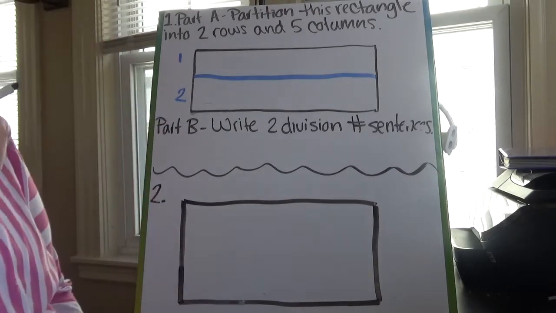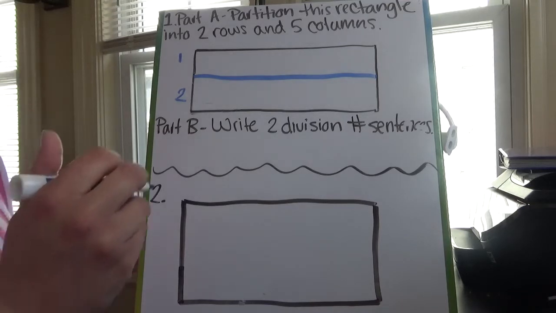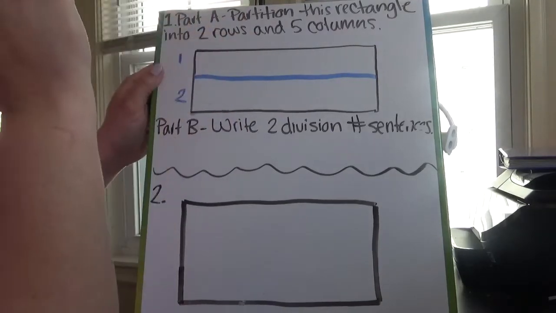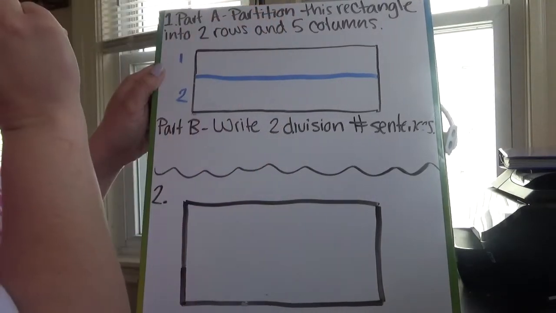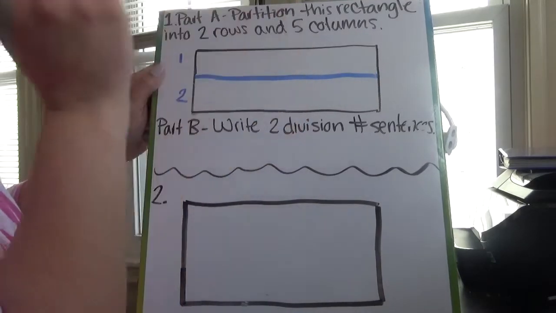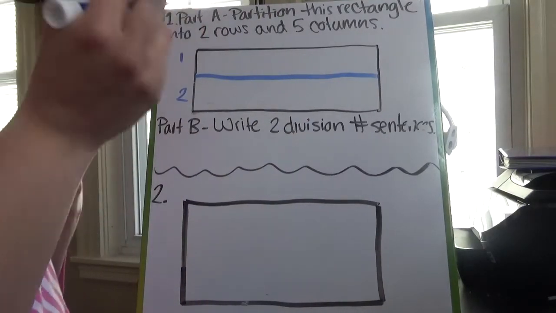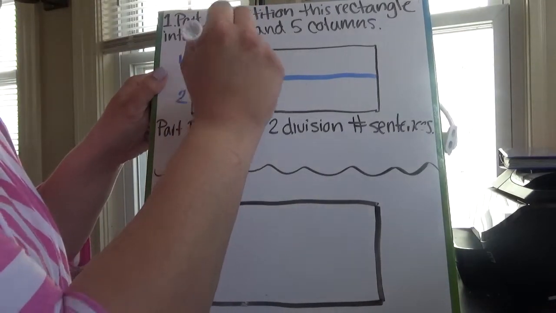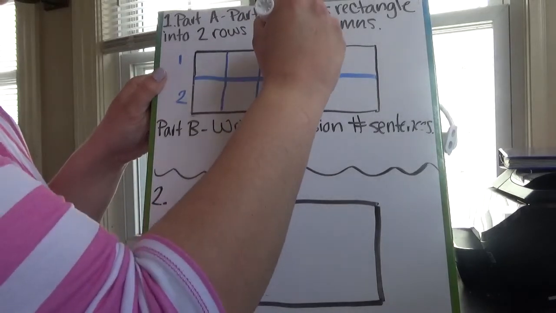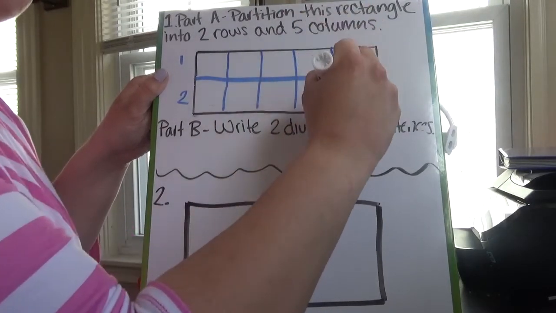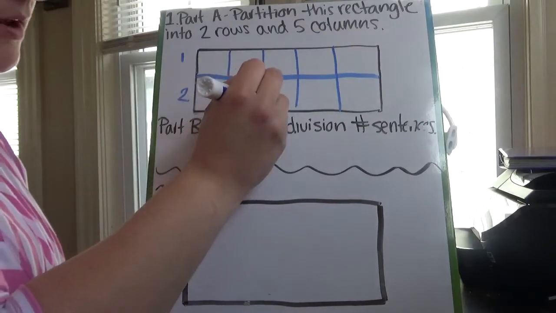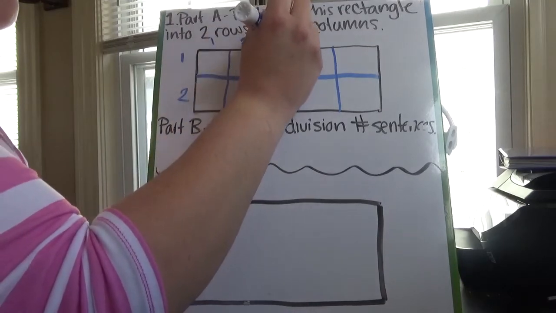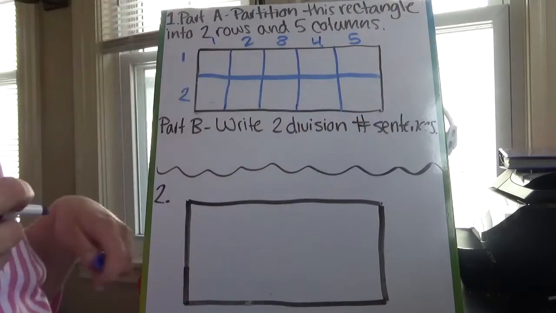Lucky for us, we practiced this in our problem solving task. So 5 columns means I need to draw 4 lines from top to bottom. So if this is half, I like to visualize in my head where the midpoint is, that halfway point, to try to get an idea of how big or how small it's going to be. So I'm thinking here would be 1, 2, 3, 4. And I need to make sure these columns are pretty equal. So I have 1, 2, 3, 4, 5 columns.